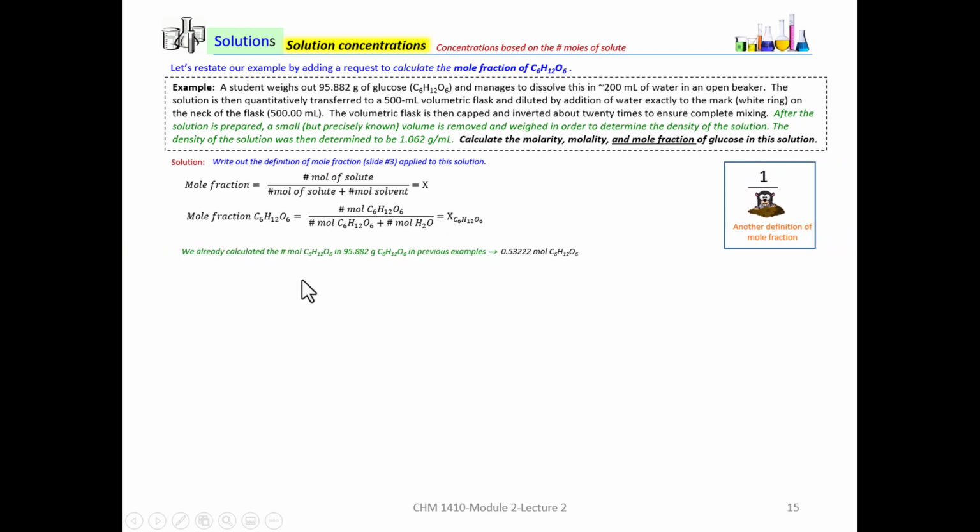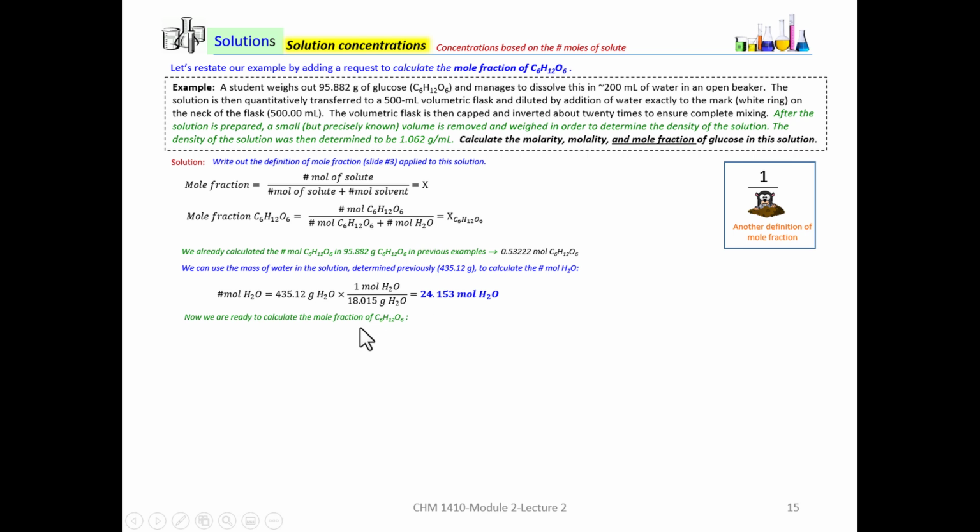Now we already calculated the number of moles of glucose in the mass of glucose given. It's 0.53222 moles of glucose. We can use the mass of water in the solution, which we determined previously to be 435.12 grams, to calculate the number of moles of water. So the number of moles of water would be the mass of the water divided by its molar mass, and we get 24.153 moles of water. Again, we're carrying an extra significant figure here, so this actually only has 4 significant figures.